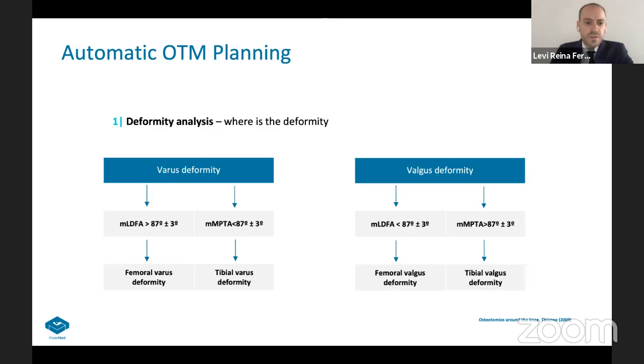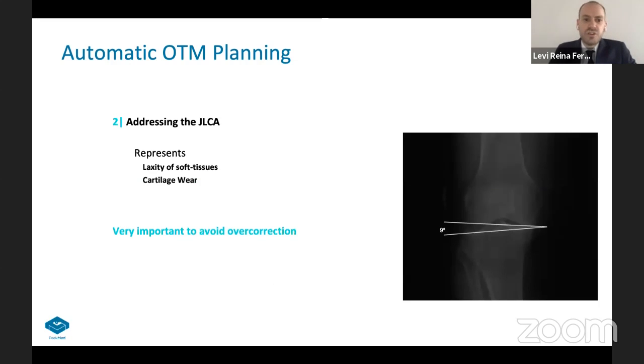Of course, looking at the values that we get, the program will tell you if the deformity, in cases of varus, is on the femur or the tibia, same for valgus, or in case you have a double level deformity, it will also tell you that this is a double level deformity and we should be aiming for a double level osteotomy. Taking into account the joint line congruency angle is very important because it represents the laxity of the soft tissues.